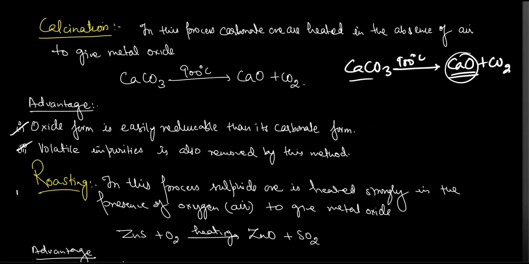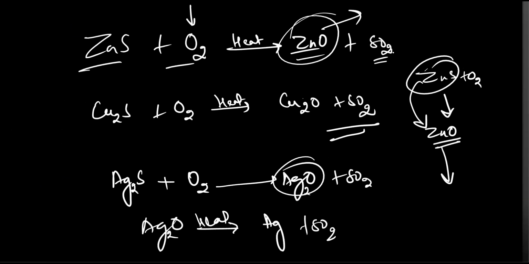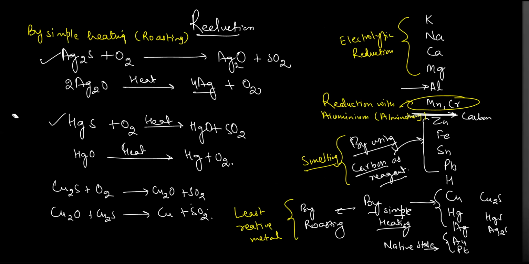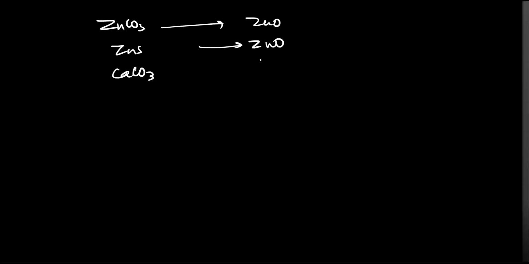Should I move further? Yes, sir. Okay. Now moving to the next part: we have converted the carbonate ore into the oxide form. Sulfide ore also is converted into its oxide form, and some ores are already oxides. For example, zinc carbonate or zinc sulfide are converted into ZnO, calcium carbonate into CaO, and if we have Hg2S, we convert it into HgO.